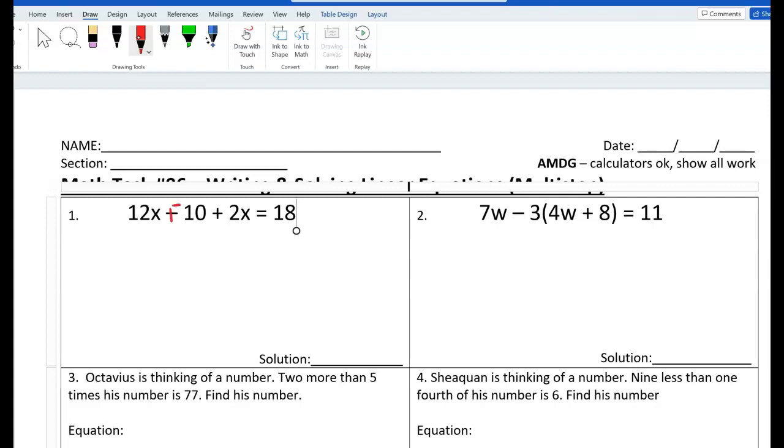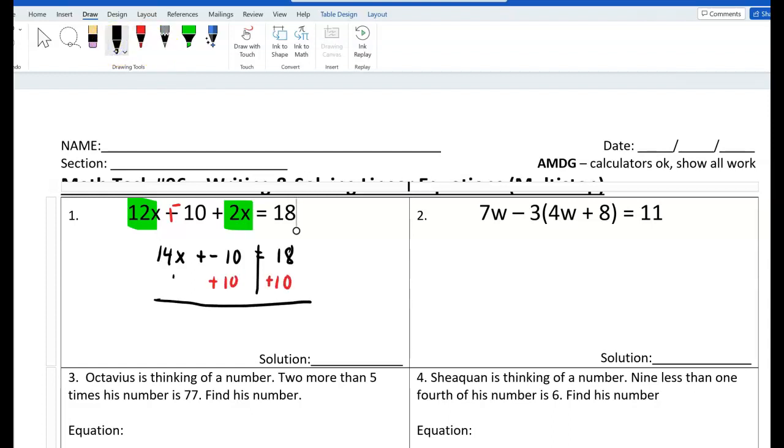First thing I need to do, KCC, that means 12x and 2x we can combine. So we get 14x plus negative 10 equals 18, and then I have my friend a two-step equation. So go ahead and add 10 to both sides, and I get, drop down, 14x is equal to 28. Last step, divide by 14. So in this case, x is equal to 2.